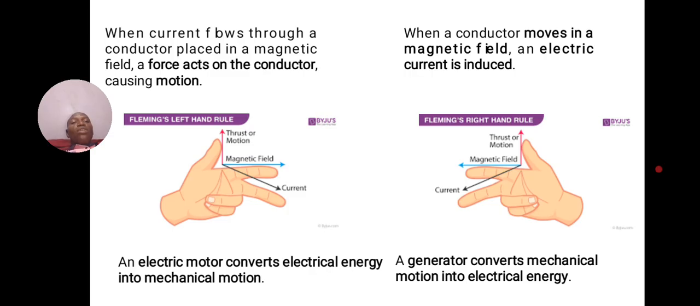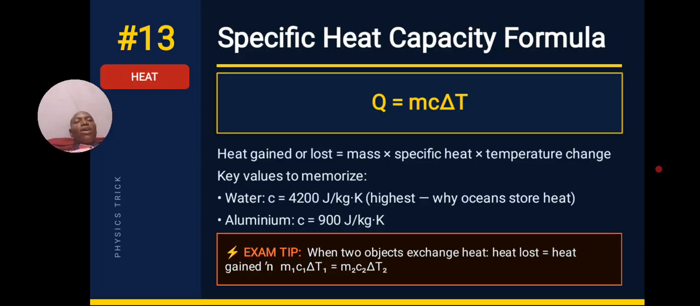Then we have the right-hand rule. When the conductor moves in a magnetic field, electricity is induced. So this is what the two rules are talking about.